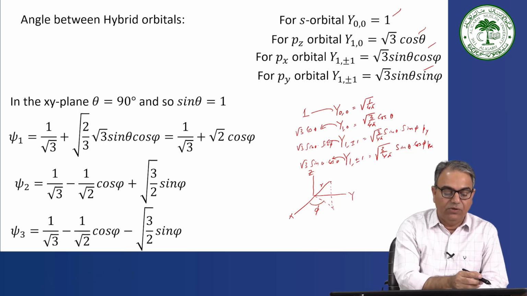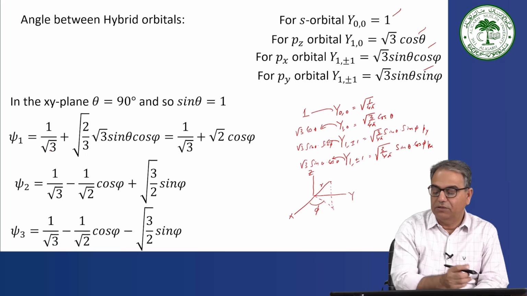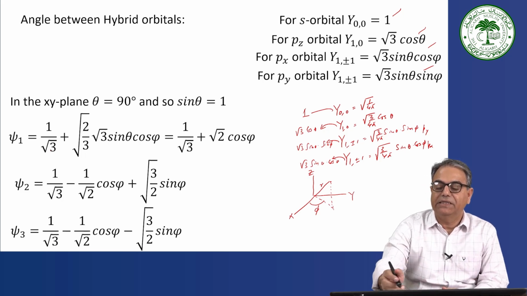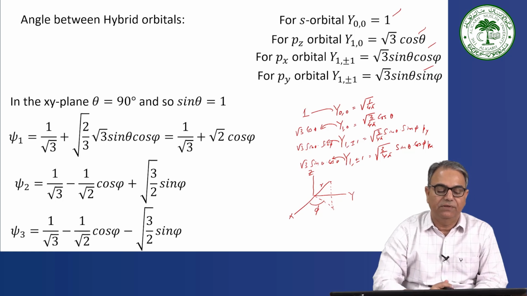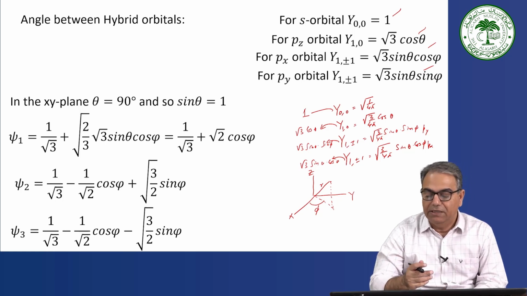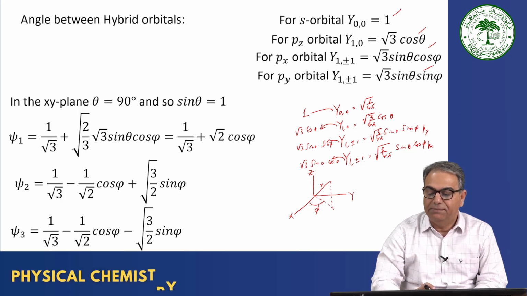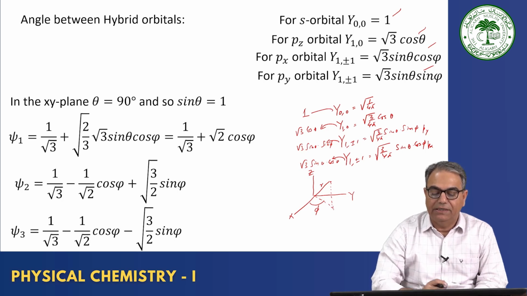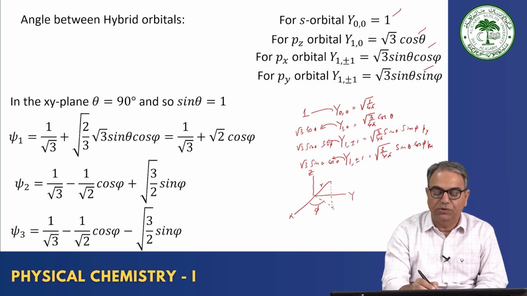Okay. And what do you write? Psi 1 is equal to 1 by root 3. So the coefficient was 1 by root 3 psi s, and psi s I have taken as 1. So put 1, it will be 1 by root 3. Then you have root 2 by 3 psi px, because the py contribution is 0. So px you have to write, and px is sin theta cos phi. So sin theta cos phi I have written. And then automatically it becomes 1 by root 3 plus root 2 cos phi.